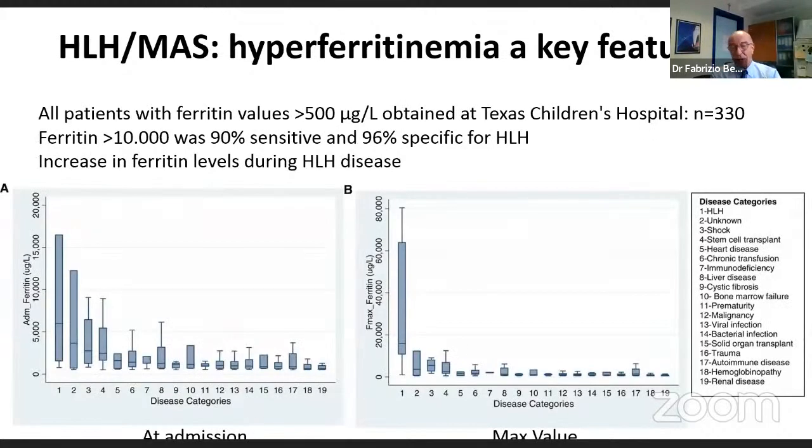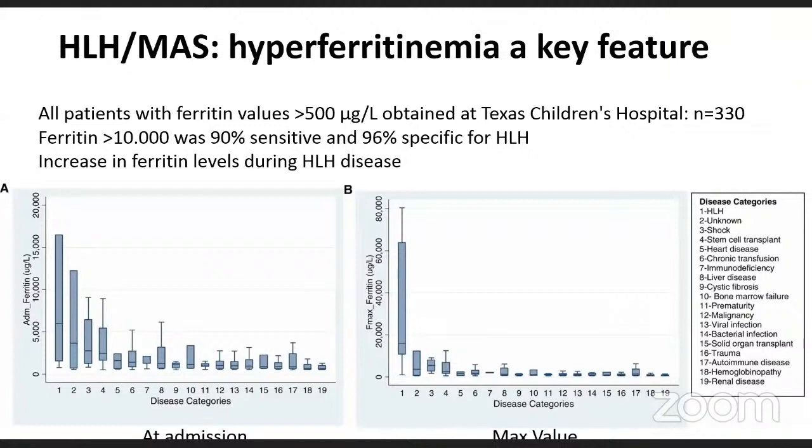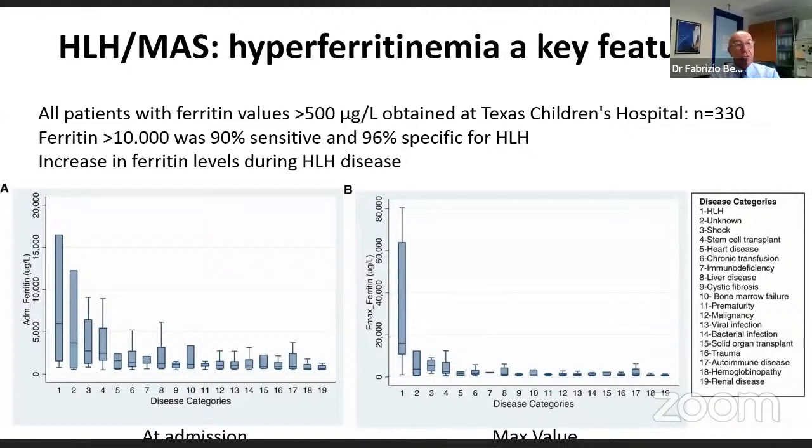So this is a very old paper. It's actually 15 years old. It's consecutive patients admitted to the Texas Children's Hospital in Houston with ferritin values greater than 500. And it's a few hundreds of patients. You know, ferritin above 10,000 was very sensitive and very specific for HLH.